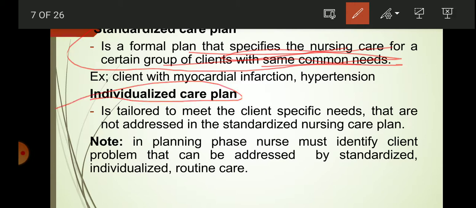An individualized care plan is tailored to meet the client's specific needs. From the word individualized, that would directly give you an idea. It's like tailoring to the client's specific needs. Normally speaking, although your patients have the same condition, they have specific needs. Each of your clients has their own specific needs. So you really have to dig deeper and try to tailor to their individual needs, so they are not addressed in the standardized nursing care plan. They are not addressed in the standardized plan because it is equal for all, you're just basing it on the client's condition.